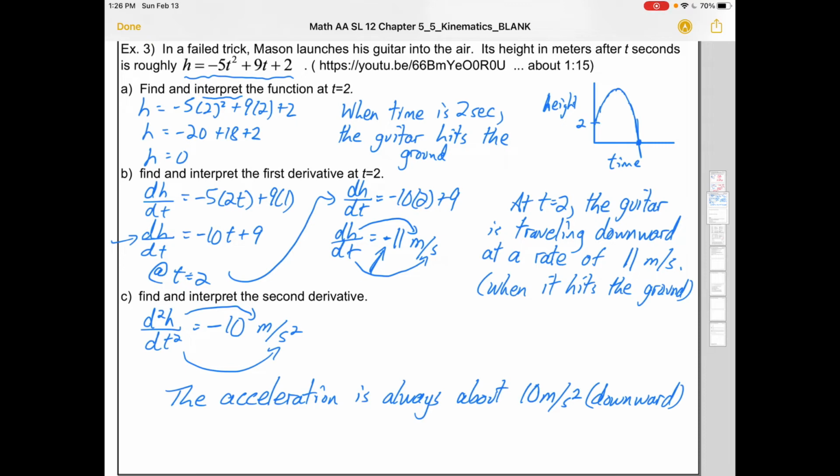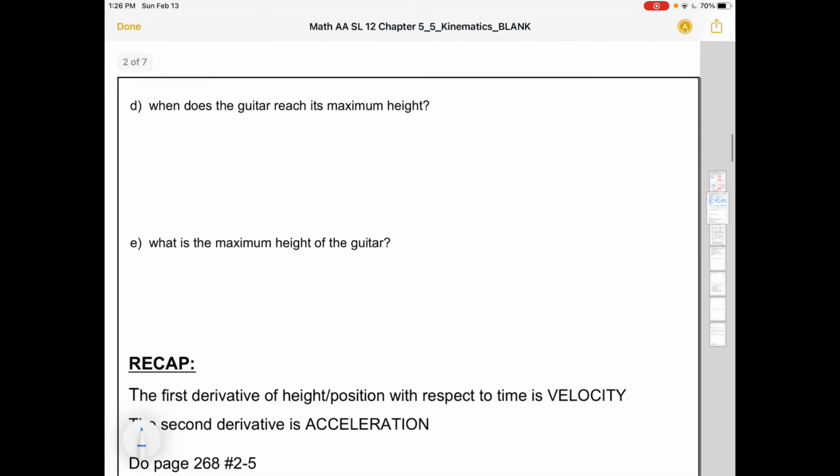The original function was height. The first derivative was height per time, or velocity. This is really velocity here. And the second derivative was acceleration. When does the guitar reach its maximum height?